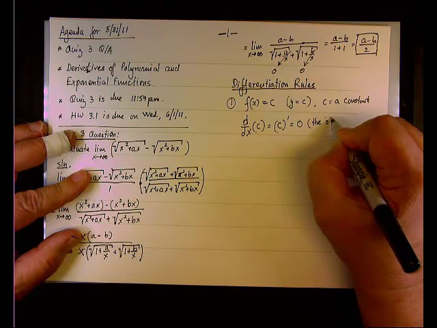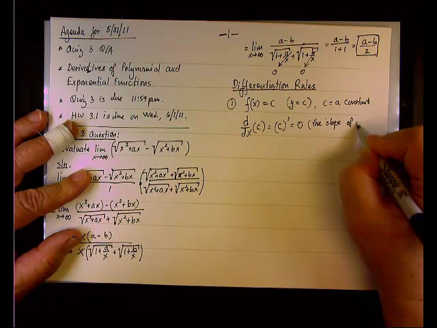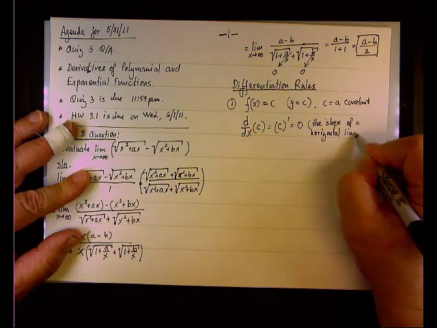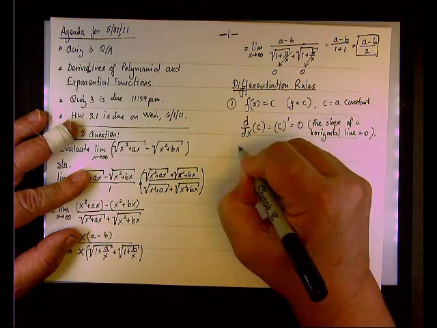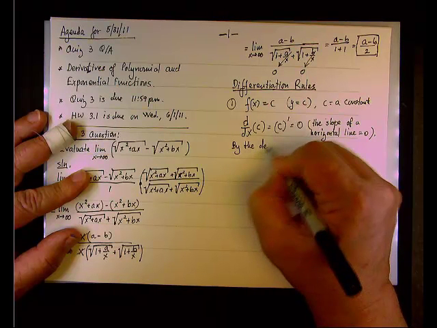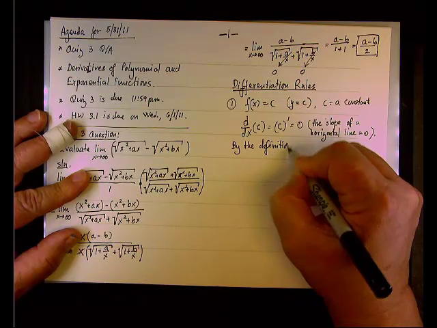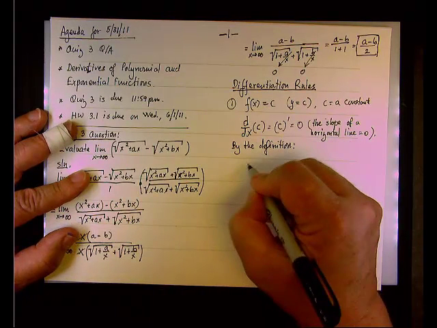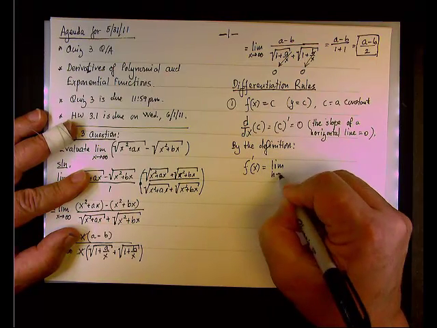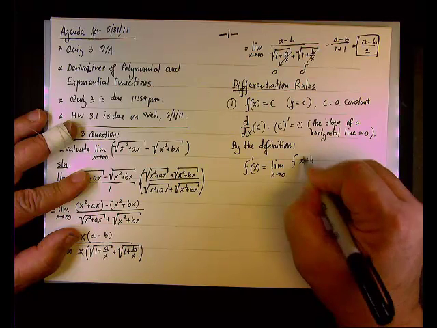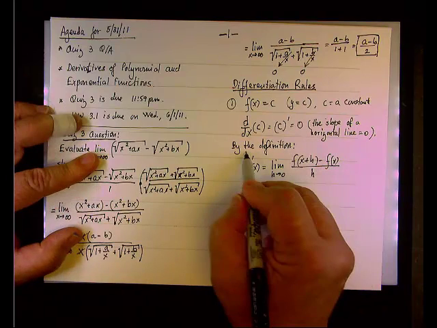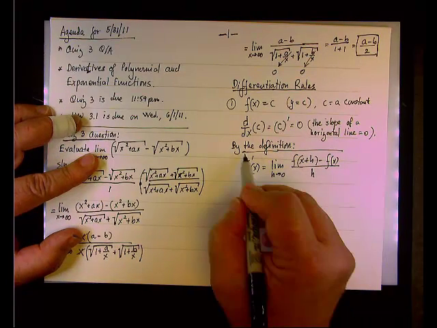The slope of a horizontal line is 0. But if we do it by the definition, because this is what we know, in general, f prime of x is defined as the limit as h approaches 0 of f of x plus h minus f of x over h. This is something you need to frame, hang on the wall.